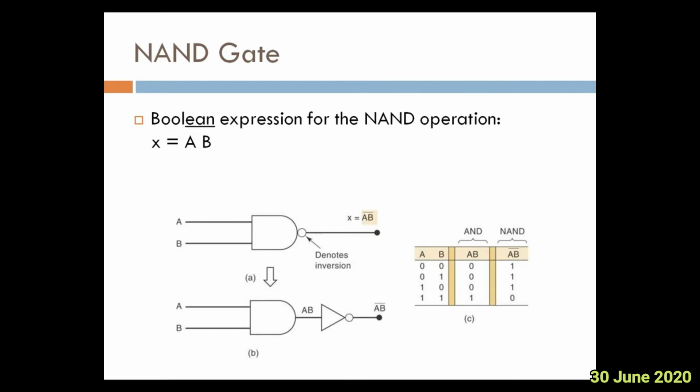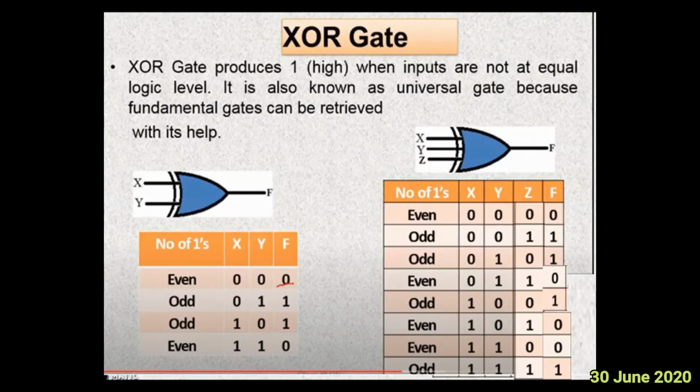Okay, NOR means OR then NOT, NAND gate means AND and then NOT. Now two more gates, exclusive OR and exclusive NOR. That will come later, exclusive NOR.